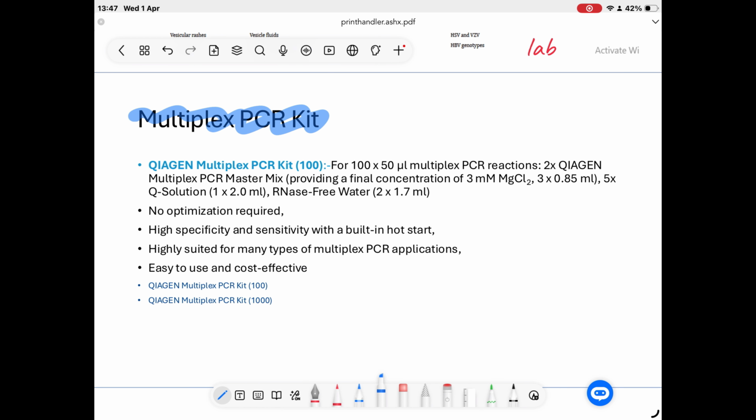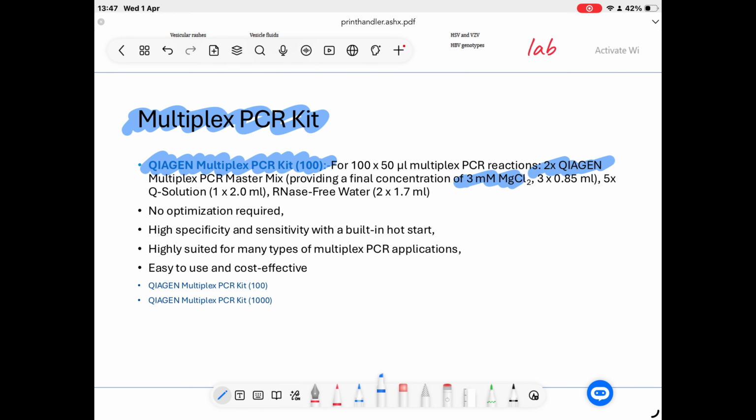The slide lists several specific examples. First is the QIAGEN Multiplex PCR kit. It explicitly boasts that it comes with a 2x multiplex PCR master mix, providing a final concentration of exactly 3 millimolar MgCl2. It includes proprietary Q solution and a built-in hot start. The bullet point proudly advertises, no optimization required.